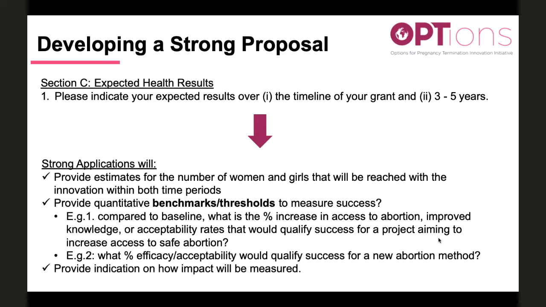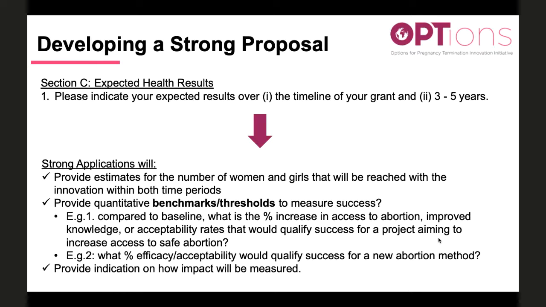So what can strengthen your proposal here is, instead of saying, we're going to reach every woman of reproductive age in this country, actually giving some more thought to what the numbers are, what is the actual population of women and girls of reproductive age in, for example, this county of this country, and what percentage of those you think is reasonable to reach?